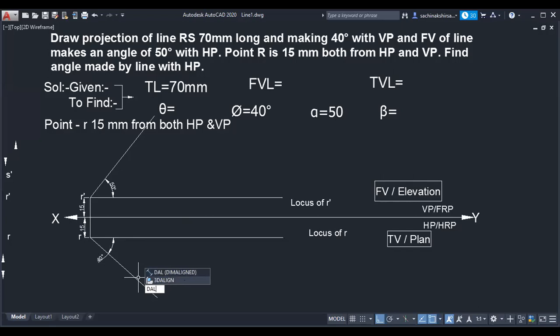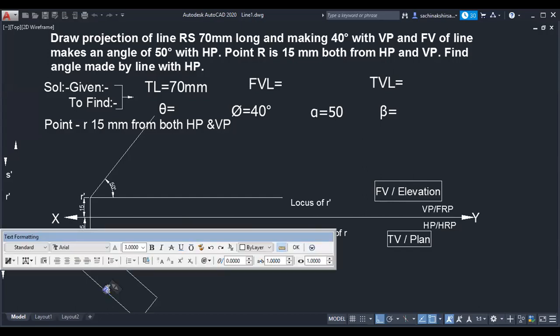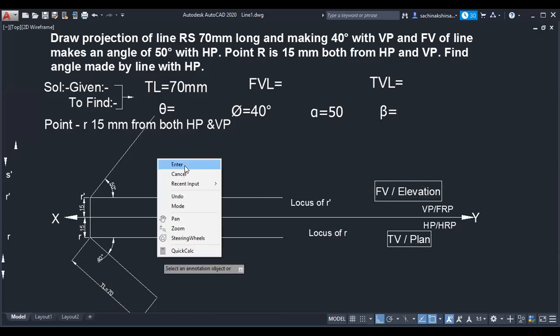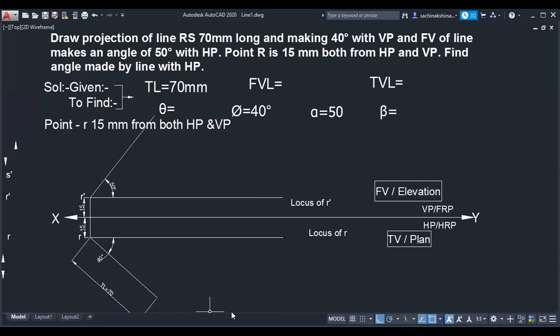So which is true length? I will say it as the true length. This is true length. If I give a name to this length, true length equals 70 mm. So I have drawn the true length.